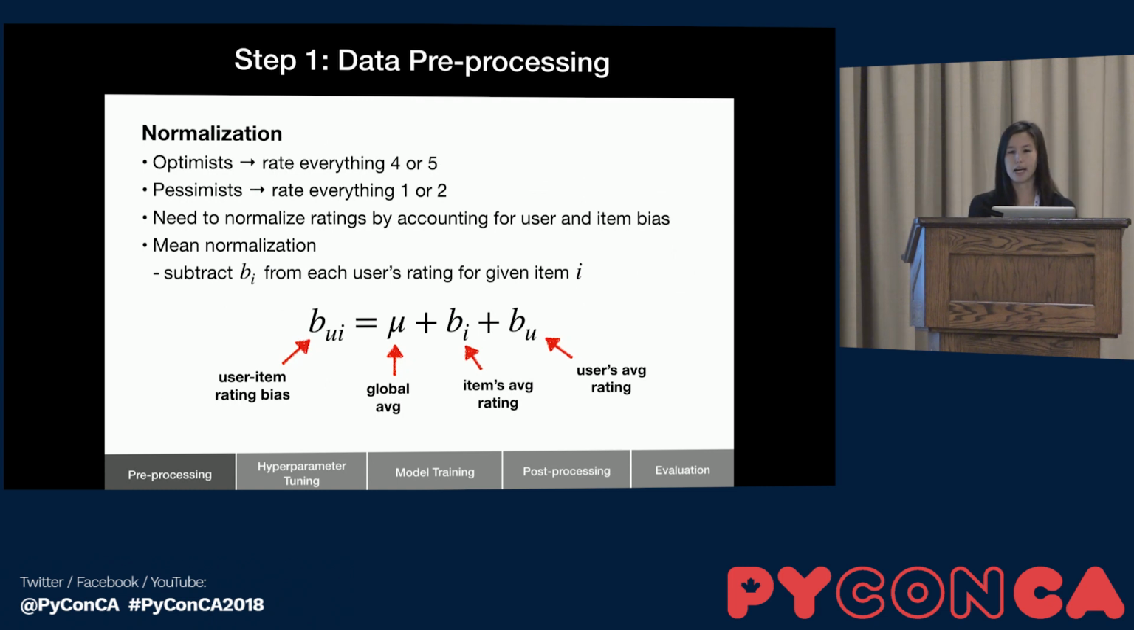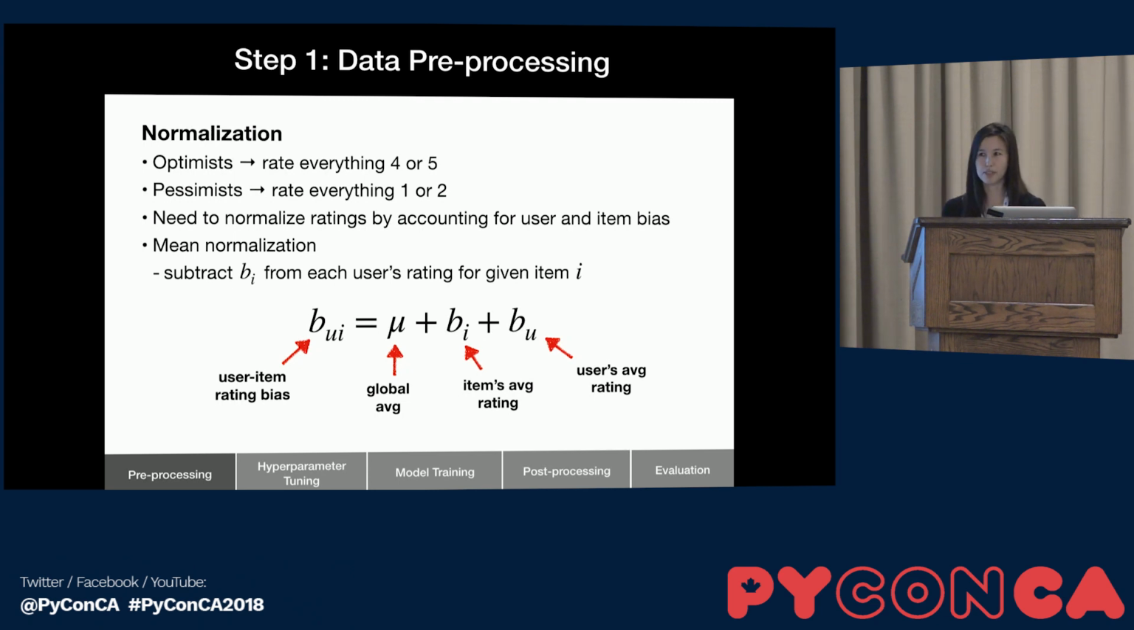Okay, so the next step is for us to normalize our data. There will always be some overly positive users and overly negative users, so we need to account for user and item bias. I like to call these people optimists or pessimists. For example, optimists tend to rate everything a 4 or a 5, and although a little more rare, there are some pessimists who will rate everything a 1 or a 2. A very simple way to account for this bias is to use mean normalization.